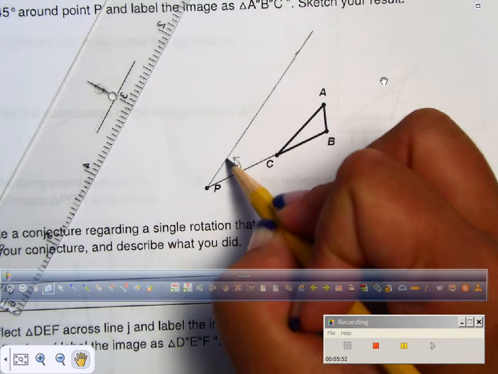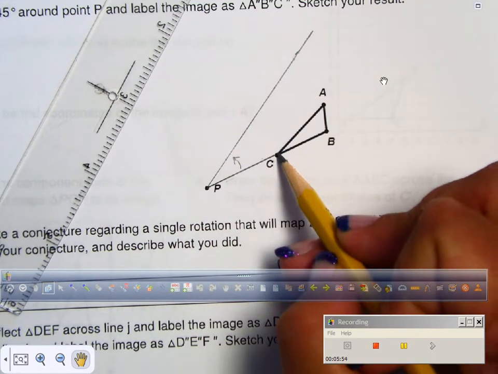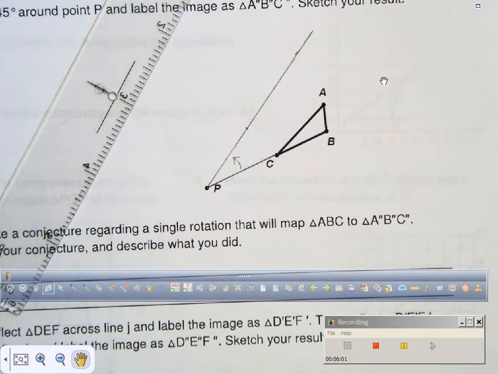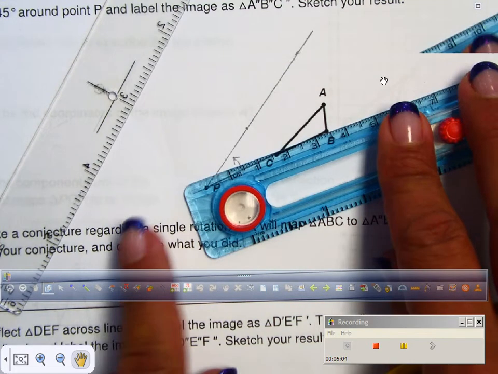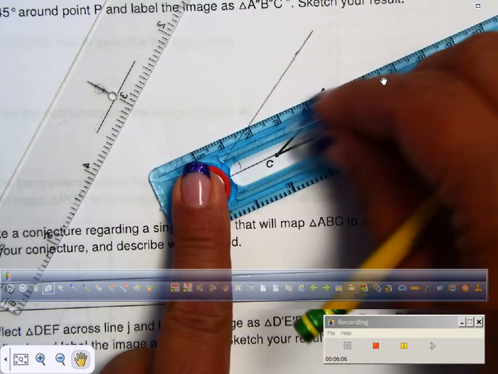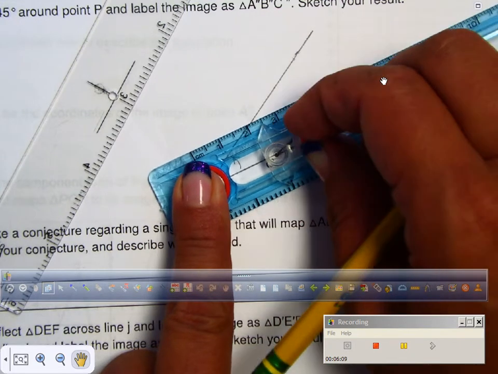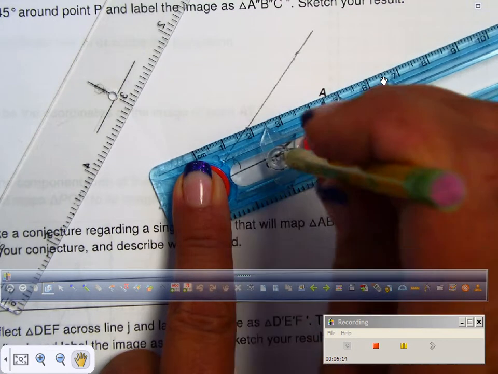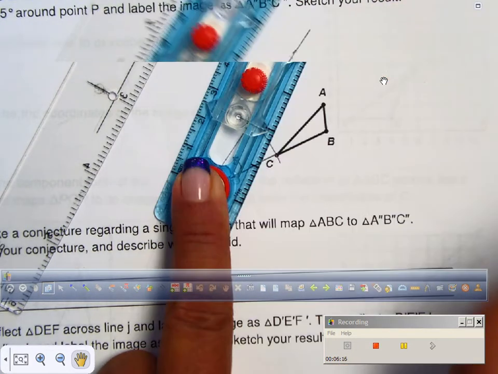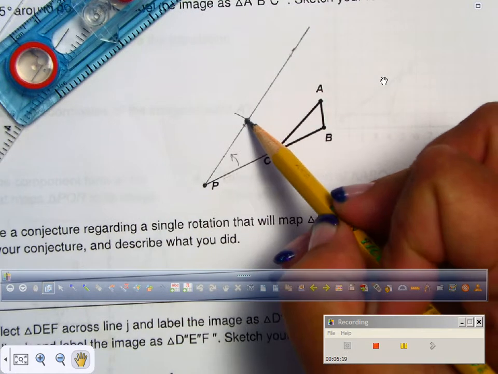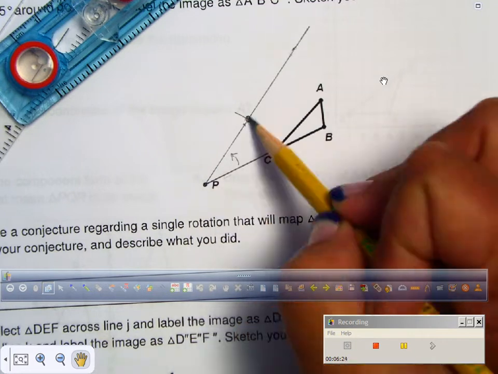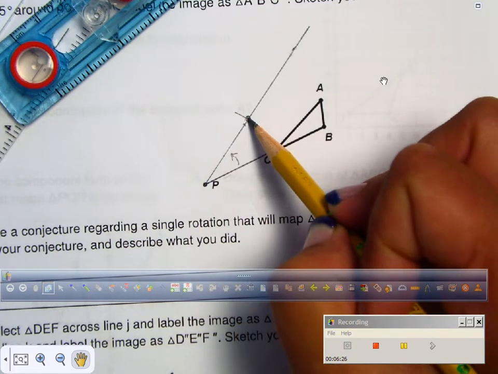So now that I have my angle of rotation, I'm going to measure how far it is from C to P, and I want that same measurement from P to C prime. So I can use a compass, measure to C. You guys see that? And if I just make an arc, wouldn't that give me the same distance? So is the distance from P to C the same as the distance from P to C prime? See how I did that?